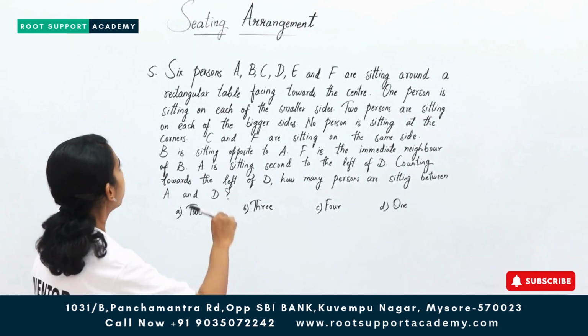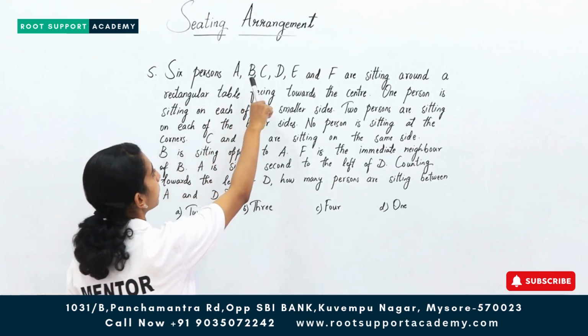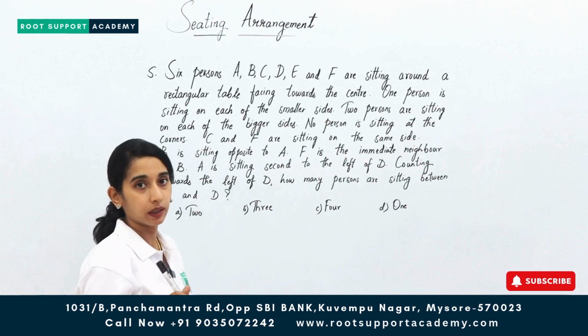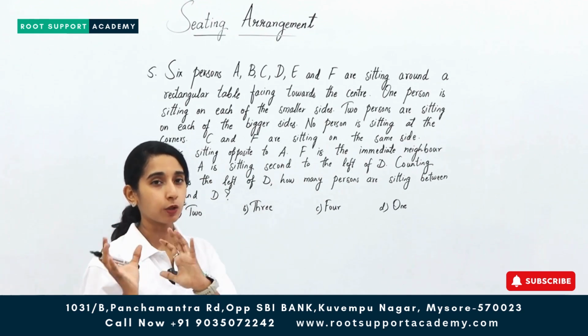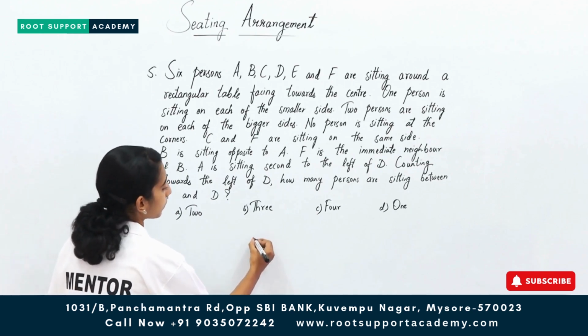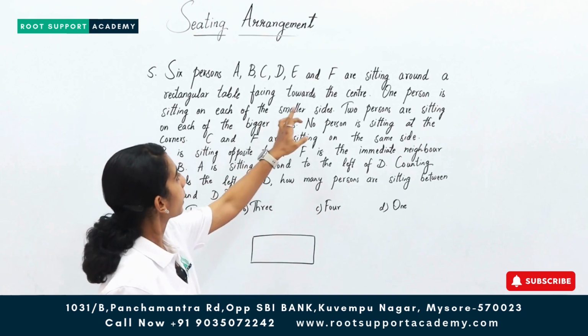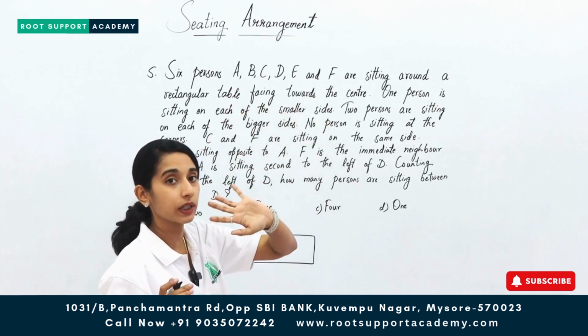Next, we have 6 persons A, B, C, D, E and F sitting around a rectangular table. Square and rectangular are a bit similar. Now they have given a rectangular table. What have they written? Everybody is facing towards the center.